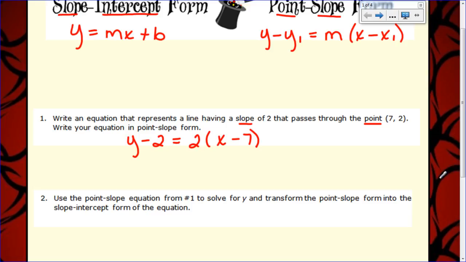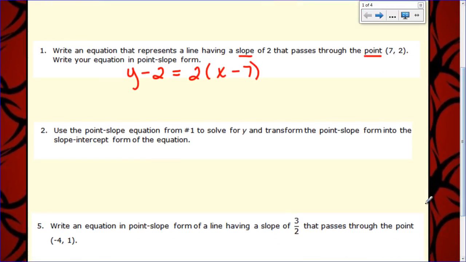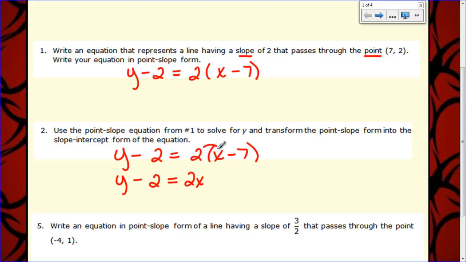Done. Now question 2 says to use that point-slope equation for number 1 to solve for y and transform this from point-slope into slope-intercept. So basically we want to make this into slope-intercept form. So we're going to start with the equation we had. y minus 2 is equal to 2 times x minus 7, and if I want to get this y by itself, the first thing that needs to happen is these parentheses have to disappear. So I'm going to distribute my 2, so I get y minus 2 is equal to 2x minus 14.